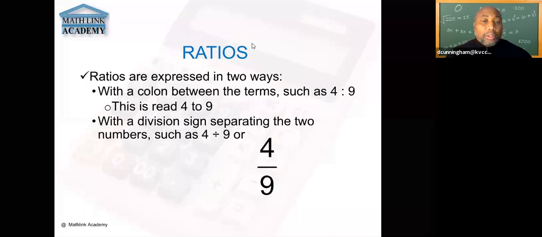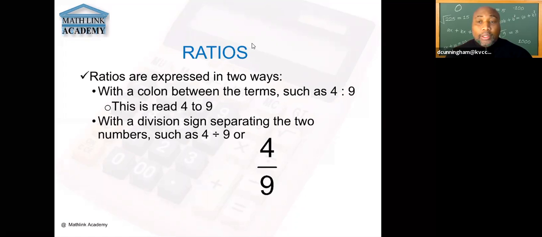So for example, let's look at this ratio expressed in two different ways. With a colon, 4 to 9, that's how we read it, 4 to 9, and with a division sign that separates it, you can say 4 over 9 or 4 divided by 9. All three ways are correct. 4 colon 9, 4 to 9, or 4 over 9, which is really division. So ratios are really division problems.